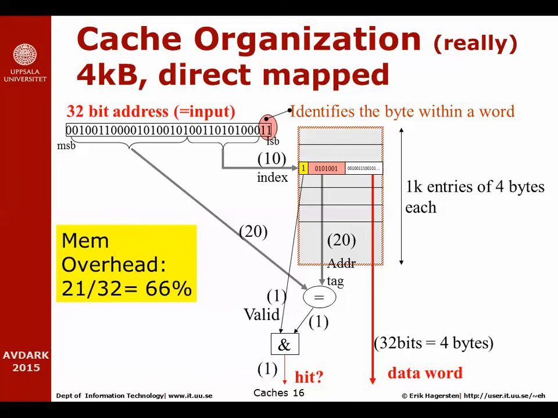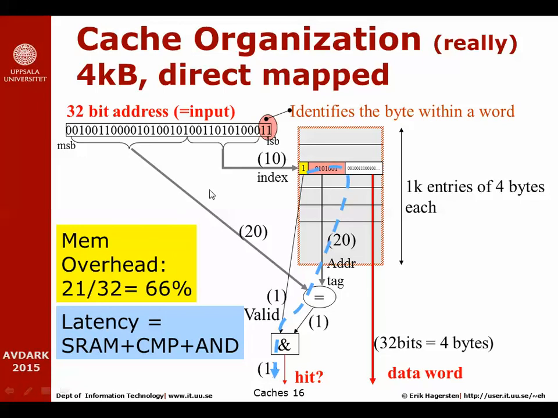So for the memory overhead of this implementation, you look at how many useful bits you store in the cache compared with how many useless bits, or extra overhead bits, you store. We have 32 useful bits and we have 21 of these extra metadata bits stored here. So the memory overhead for implementing this cache is 66%. The latency for accessing this cache is the latency it takes to make an SRAM access to get all the data out, and the time it takes to do this comparison and to go through an AND gate in this example.